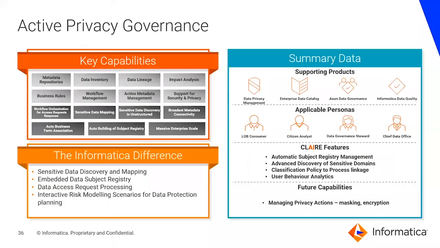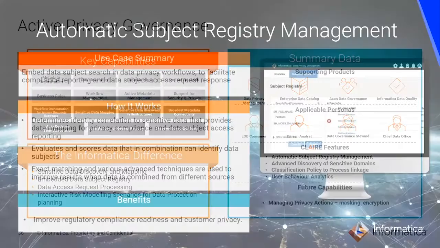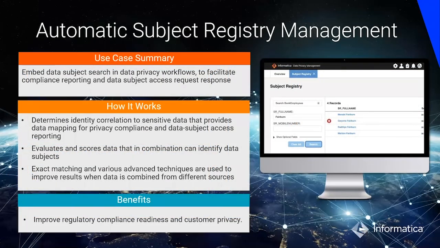Active privacy governance is very similar to security and risk, but with one key difference: the ability to identify subject data, which is very important for regulations like GDPR. Here, the key product is Data Privacy Management, with supporting roles from Enterprise Data Catalog, Axon, and Informatica Data Quality. Here, Claire helps with automatic subject registry management.